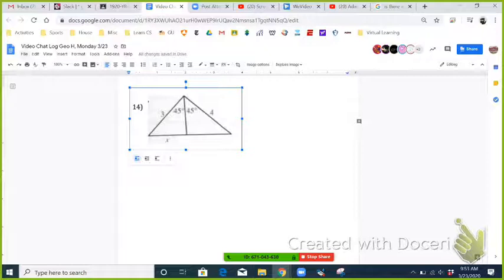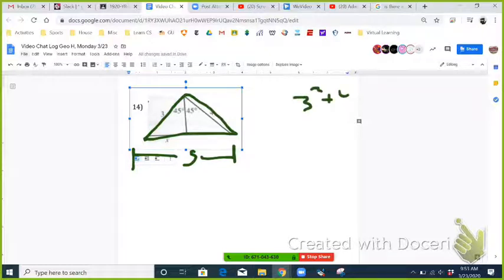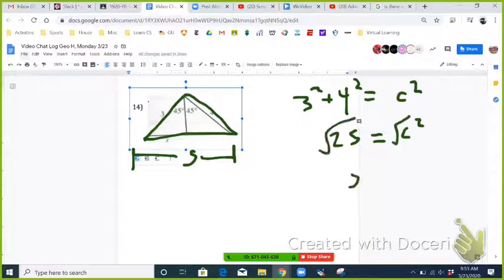We can use the fact that this is a right triangle to figure out that this whole side here is 5. Because if you did 3 squared plus 4 squared is equal to, say, c squared, you would get 9 plus 16 is 25. So that third side would have to be 5. Alright, so we got that.